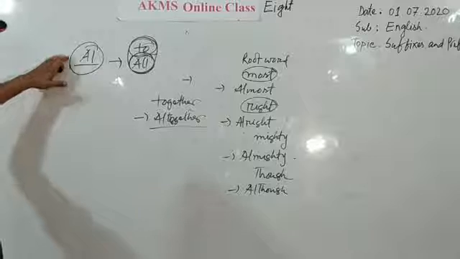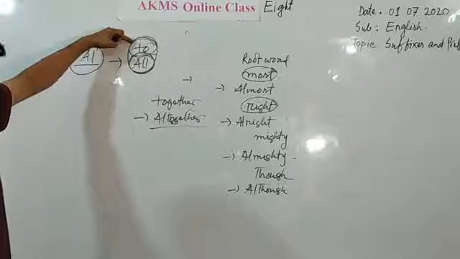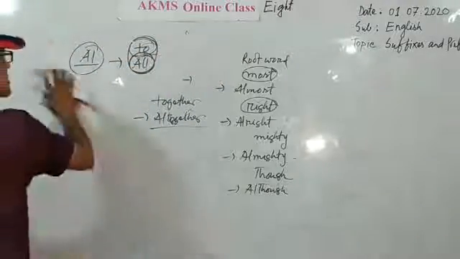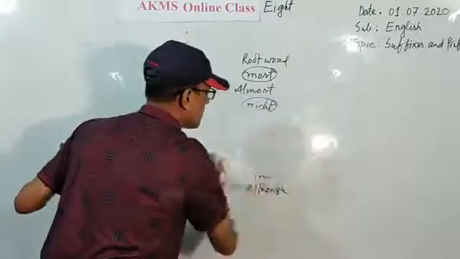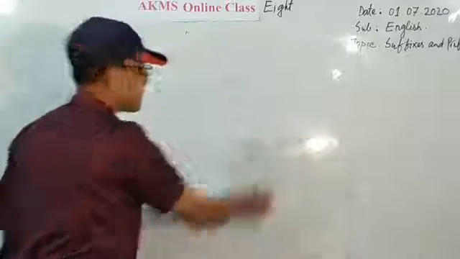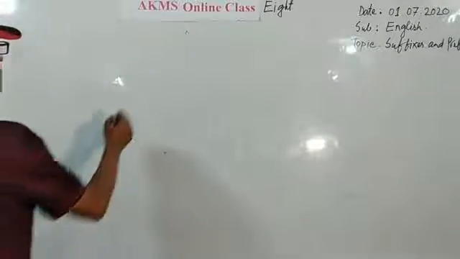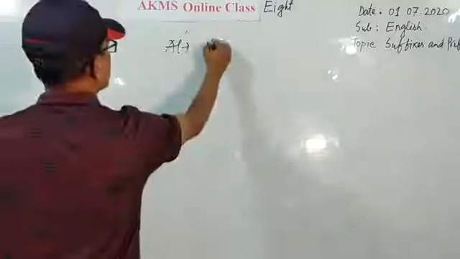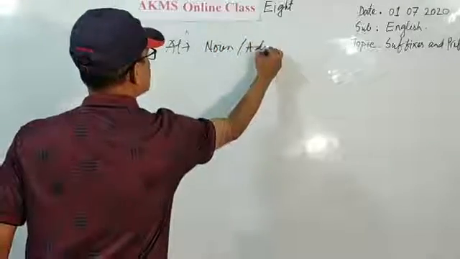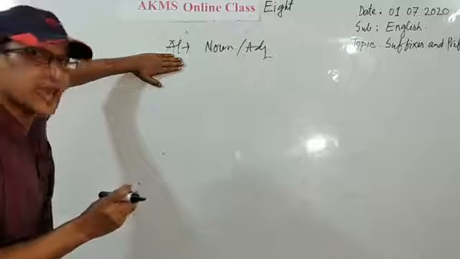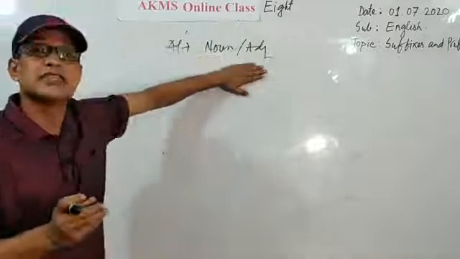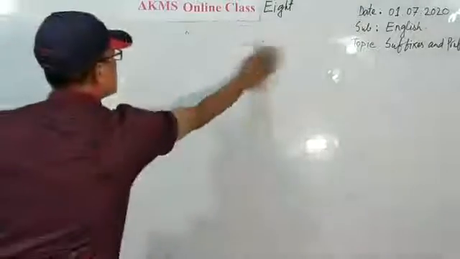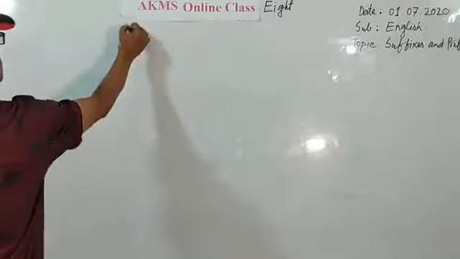Now, al can be used to express the meaning of to or all with the root word. And what type of parts of speech are perfect to add al? Al can be used with noun or adjective. I can use this al as prefix with noun and adjective. Okay? Now, I have finished the prefixes that start with a.